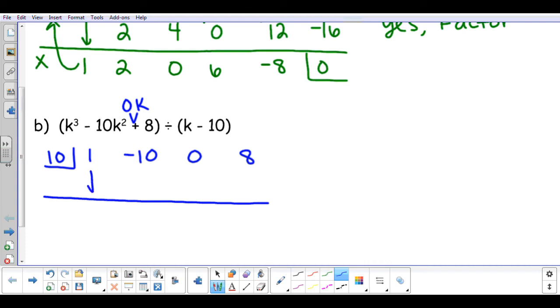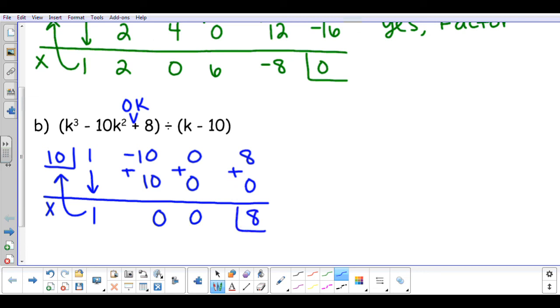I'm going to bring my 1 down, and it's going to multiply times 10. 1 times 10 is 10. Negative 10 plus 10 is 0. 0 times 10 is 0. 0 plus 0 is 0. 0 times 10 is 0. 8 plus 0 is 8. My remainder this time is 8, so since it is not the number 0, the k subtract 10 is not a factor of the polynomial.